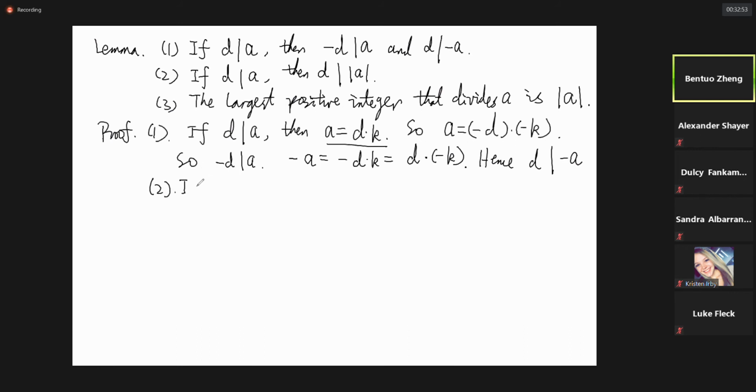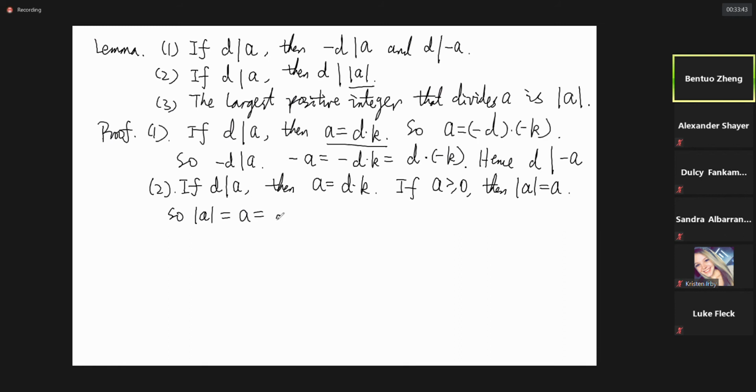So 2, if D divides A, then we know that there are 3 cases for the absolute value of A. Okay, so then still we can write A is equal to D times K. Now, when you talk about the absolute value of A, if A is greater than or equal to 0, then absolute value of A is equal to A, which is equal to D times K. Hence, D divides absolute value of A.